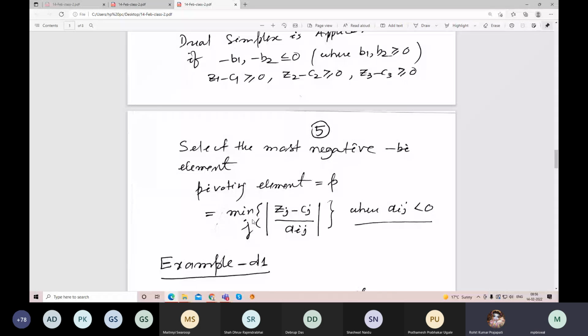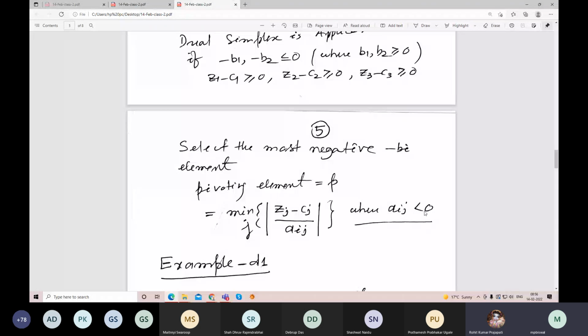Minimization over J of Zj minus Cj divided by Aij, its absolute value. Earlier there was no absolute value, now it is absolute value. If Aij happens to be positive, there is no question of absolute value, because Zj minus Cj is positive. So Aij has to be negative here, where Aij is less than 0.